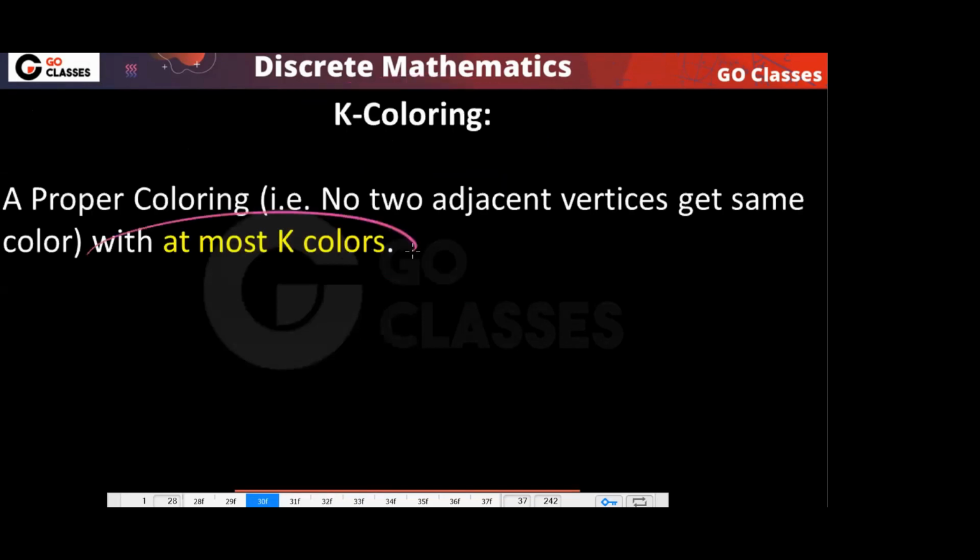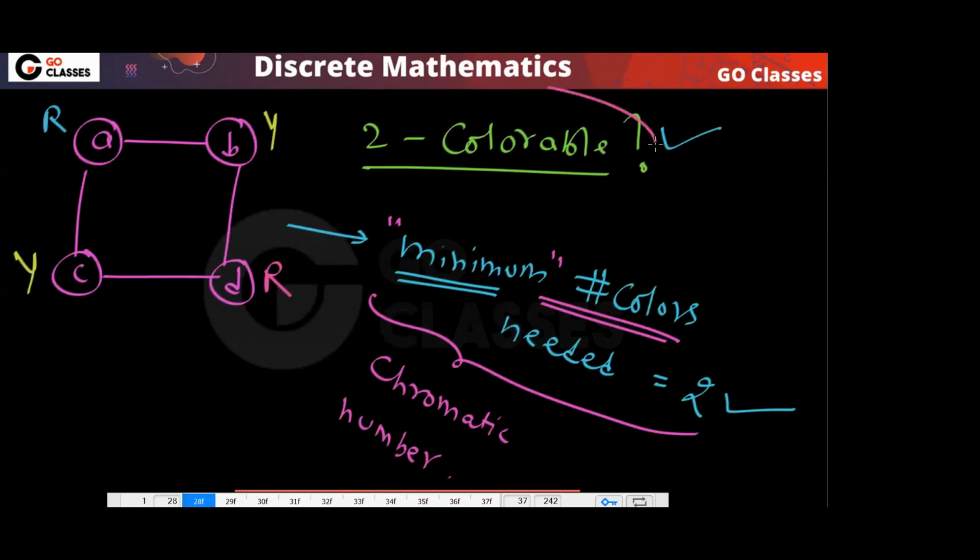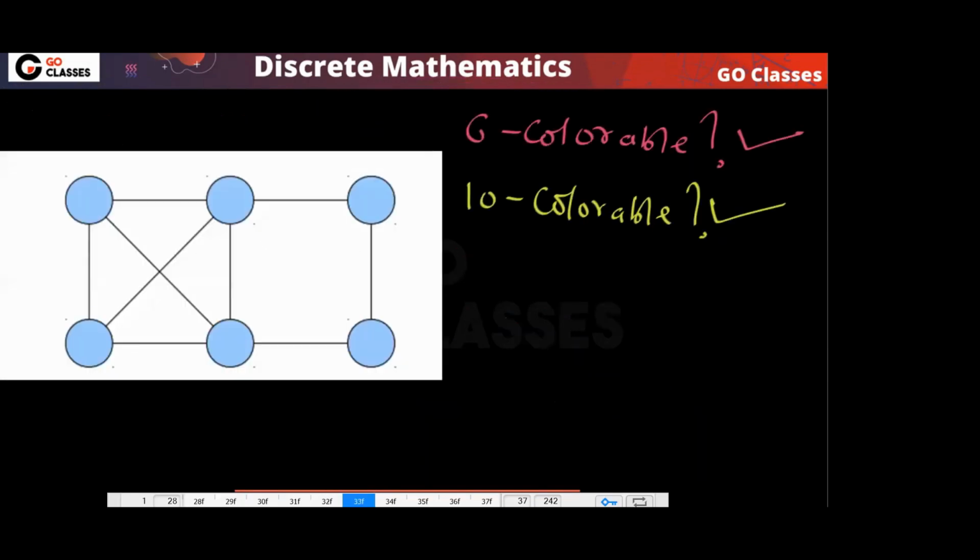Is this clear? K coloring means using at most K colors, can you do it? Like using at most 2 colors, can you do it? Using at most 1 color, can you do it? So is this 10 colorable? Yes. Is this 100 colorable? At most 100 colors you can use. Is this 100 colorable? Yes.